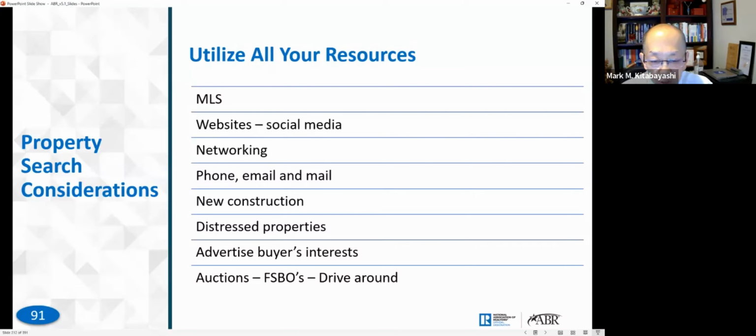So, property search considerations. You don't have MLS, but you still have websites, social media, networking, phone, email, and mail. I'm not sure, is it common in Cambodia to receive an email flyer from fellow agents if they're looking for a property? Could somebody help me?